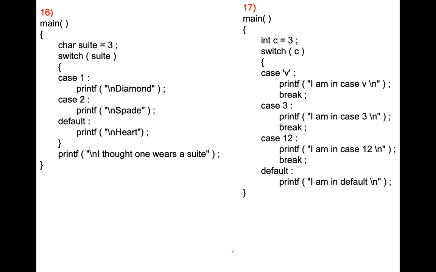Heart, sir. The heart and the thought one were assumed. Yes, correct. Character suit is equal to 3. Case 1 does not match, case 2 does not match, but the default matches, so heart is printed. The print is the default statement, that is, it is a compulsory statement. Okay, so heart and the thought one wears a suit. Okay, next.